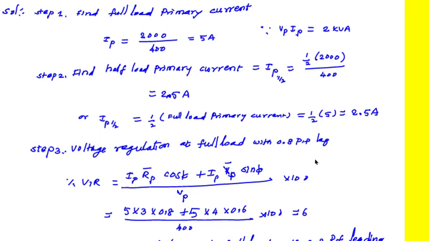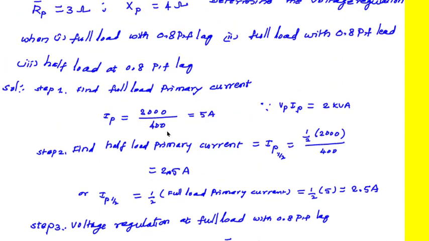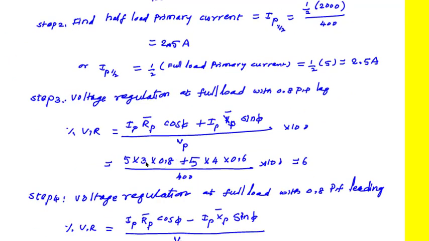Step 3 is the voltage regulation at full load with 0.8 power factor lagging. The percentage voltage regulation formula is given by I_P R_P bar cos phi plus I_P X_P bar sin phi, divided by V_P, into 100. I_P, the full load primary current, we calculated as 5 amperes. R_P bar is given in the problem, that is 3 ohms, into the power factor 0.8, plus I_P is 5 and X_P bar, given in the problem, is 4 ohms, into sin phi. Because cos phi is 0.8, sin phi is 0.6, divided by the primary voltage rating of 400 volts. Simplify, multiply by 100, and we get 6%.